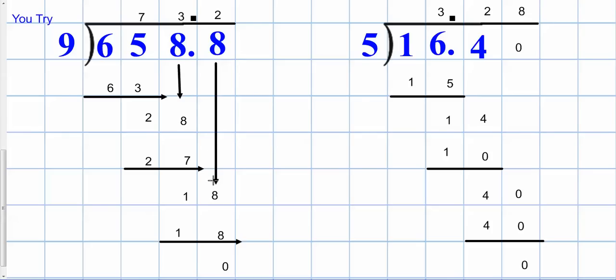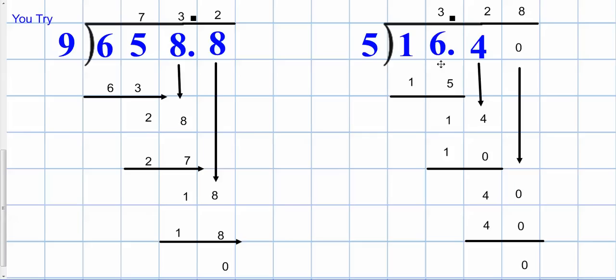So I get 3 groups of 9. 28 minus 27 is 1. 3 times 9 is 27, so I'm left with 0. Okay. So hopefully you got the same answer I did there. And over here, I came up with 3 and 28 hundredths.